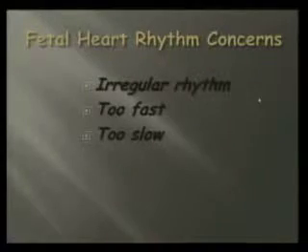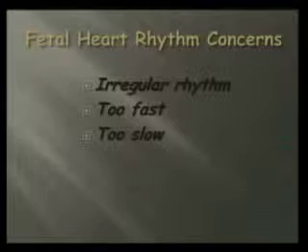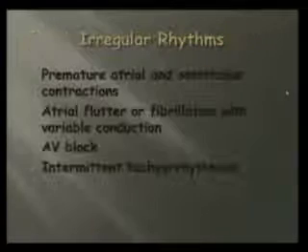So if you're looking at heart rhythms, I try to make it simple and put it into 3 categories. You're going to see irregular rhythms, or it's going to be too fast or too slow. Those are the things that you're going to see that's going to make you worry.